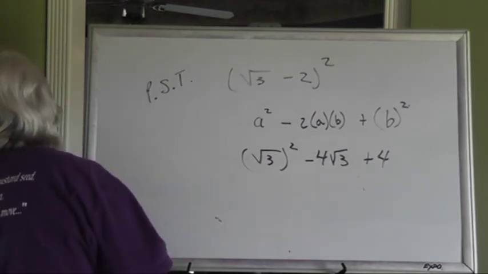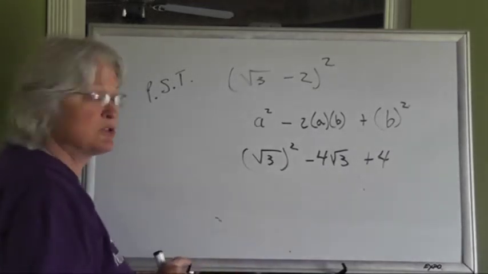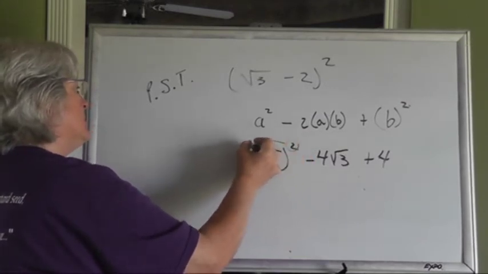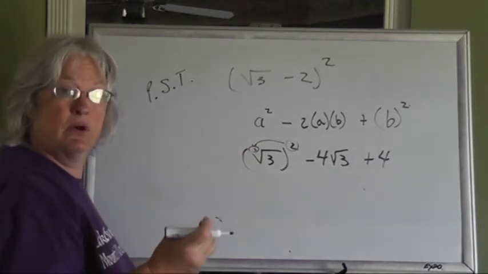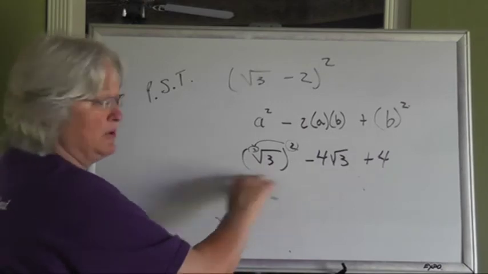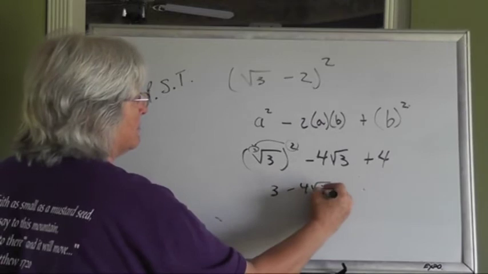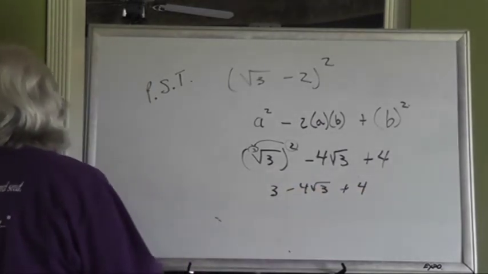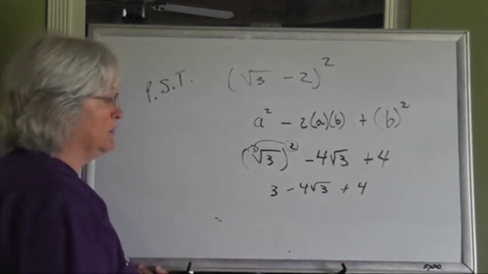Okay. The square root of 3 squared: when your exponent and your index here, which is a 2, even though we don't write it, agree, your solution is always the radicand, the number that's underneath the radical sign. 3 minus 4 times the square root of 3 plus 4. Now that's just not looking right to me.